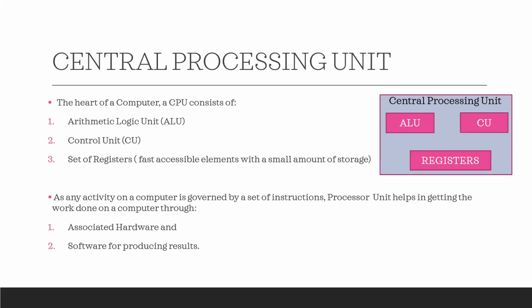The second component of the computer is the CPU, which is the heart of the computer, which consists of the arithmetic and logic unit, control unit, and a set of registers. Registers are the fastest accessible elements with a small amount of storage. As any activity on a computer is governed by a set of instructions, the processor unit helps in getting the work done on a computer through associated hardware and some software for producing results.